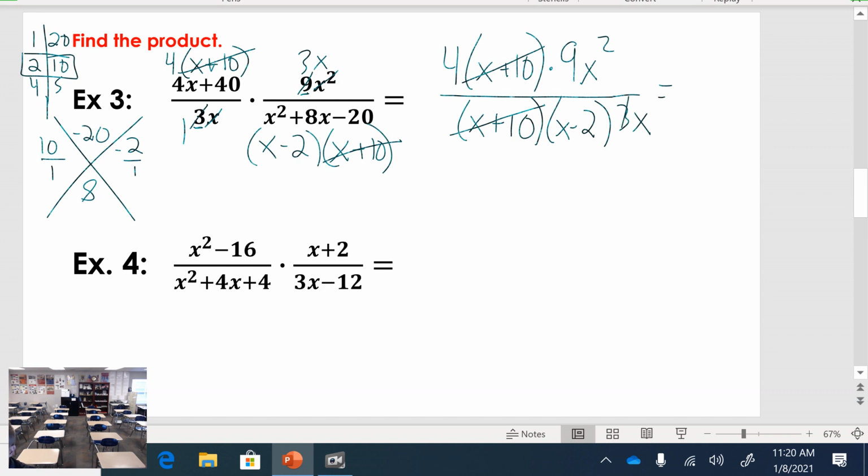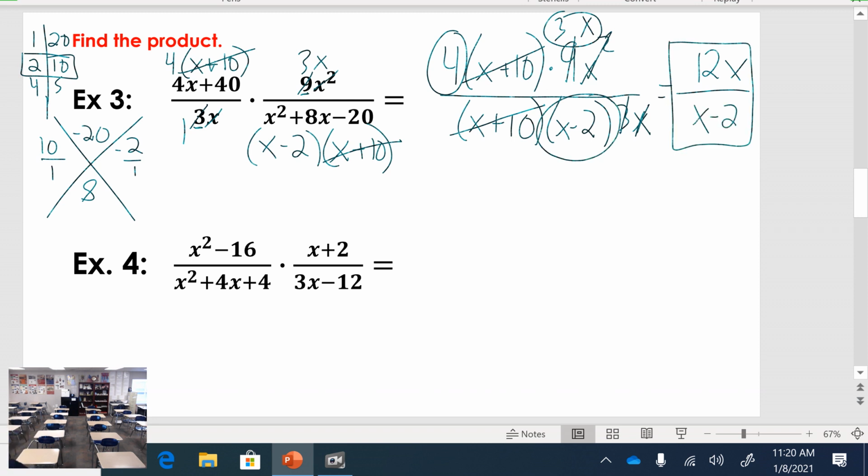And you could see again, we have a 3 and a 9. So the 3 goes into 9 3 times. And then one of our x's is going to be taken away, leaving us with a 3x. So up top, that leaves us with a 4 times 3x, so that leaves us with 12x. And then on the bottom, that just leaves us with an x minus 2. All right, so multiple steps, all in one problem where we're finding the product with two fractions.